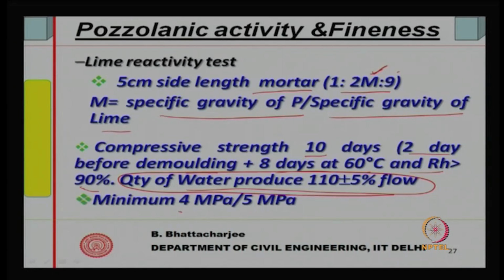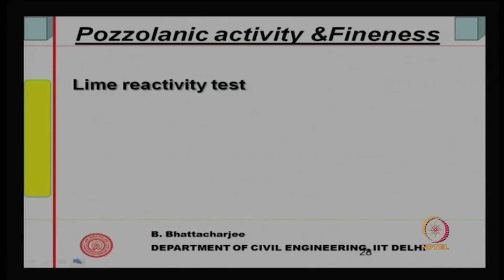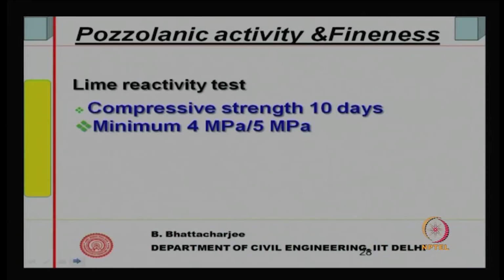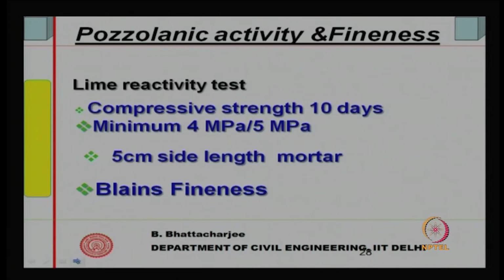The minimum should be 4 MPa, and 5 MPa for use in cement or concrete, and 4 MPa for non-structural work, etc. So, this minimum value is specified, the cube strength should reach 4 MPa after 10 days. So, you test the pozzolana with lime, perform the standard test, and it must give you the minimum strength specified by the code. The minimum is 4 to 5 MPa, 5 centimeter side mortar, that we have seen, and Blaine's fineness is the other important aspect.